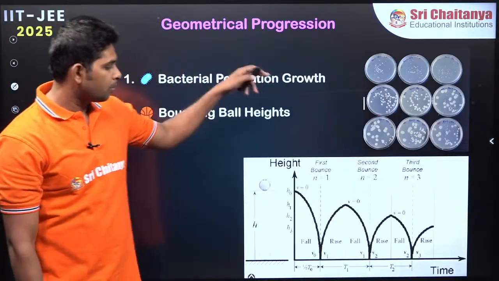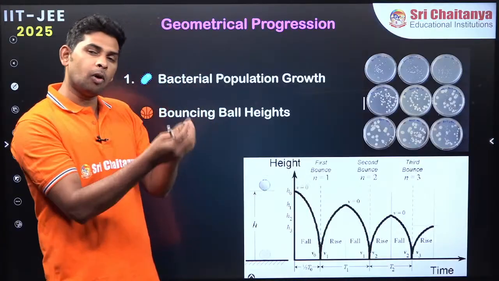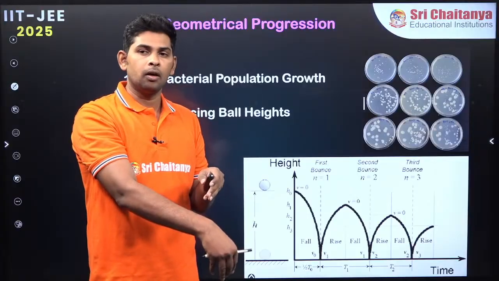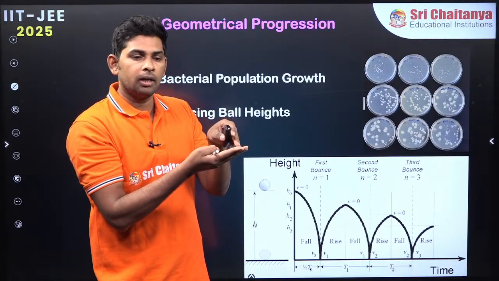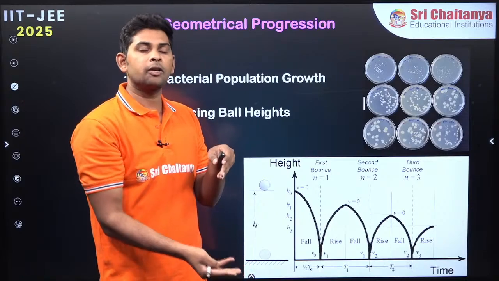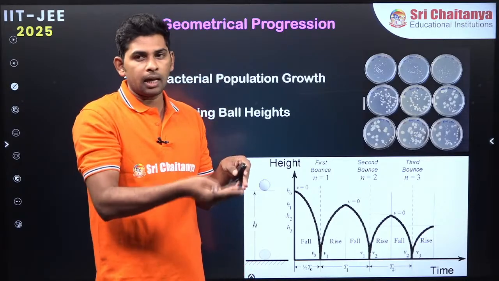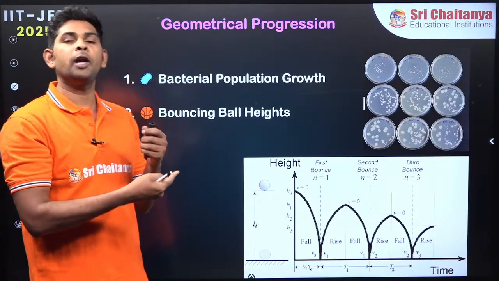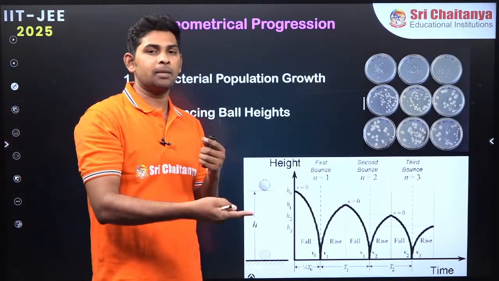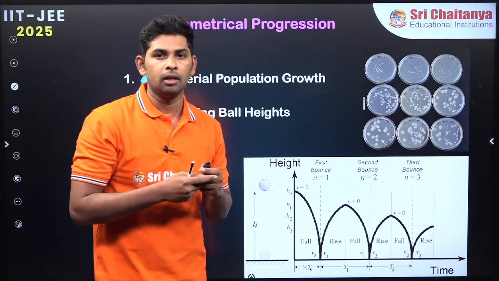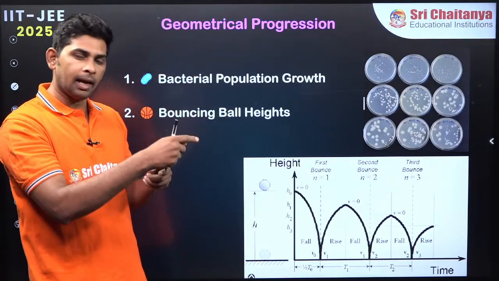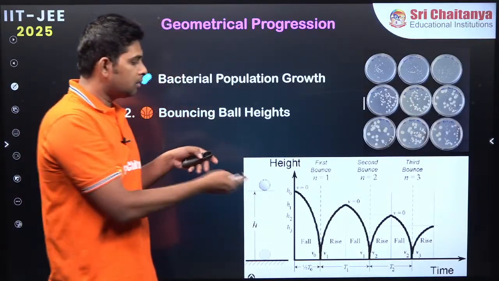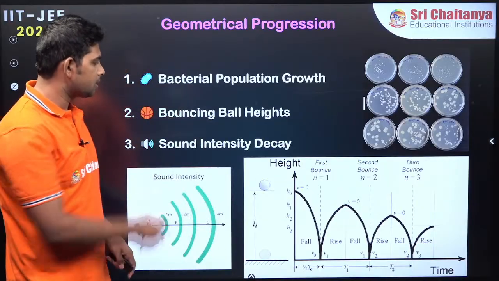So next one is the bouncing ball. If you take any football and drop it, then the height it reaches after bouncing is going to be half of that, and on the next bounce it is going to be again half of that. So it is decreasing by half like that. If the first one is 1 meter, the next one is going to be half a meter, and the next bounce it is going to reach 1/4 meter, right? So like that it is decreasing. The ratio is half times of each height, right? And the last one is sound intensity decay.